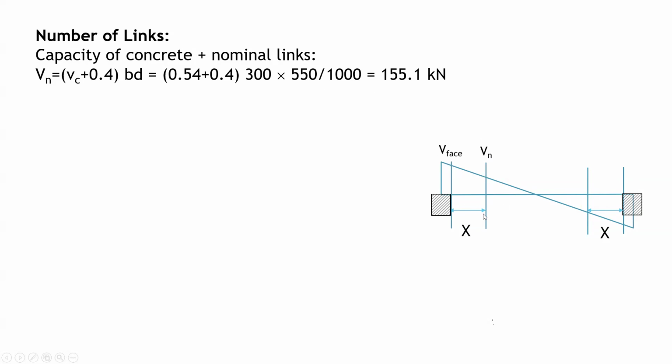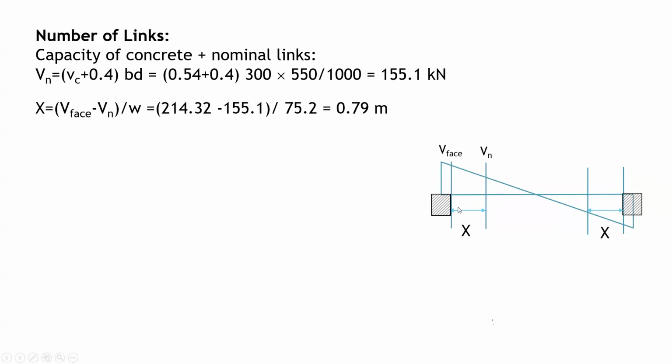The x is very easy to get. It is V face minus Vn divided by the uniformly distributed load. So x here equals V face minus Vn divided by W. V face we already calculated before, and Vn we just calculated now. And the uniformly distributed load was 75.2 kilonewton per meter. So get the difference between the shear forces divided by the uniformly distributed load, you get the distance here, which in this case is about 0.8 meter.